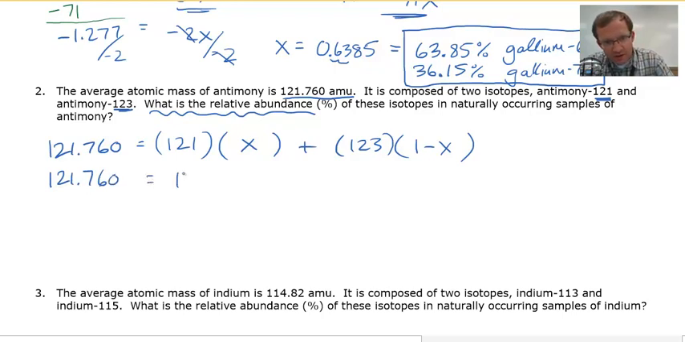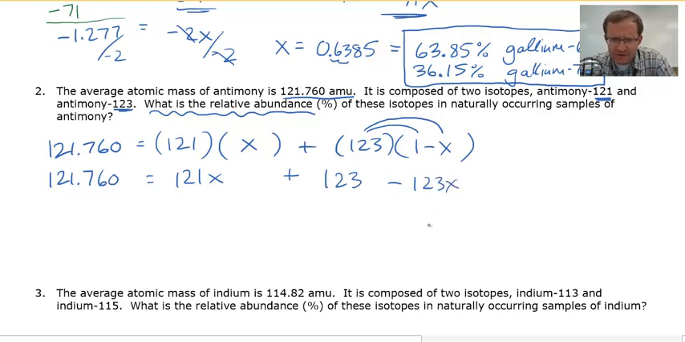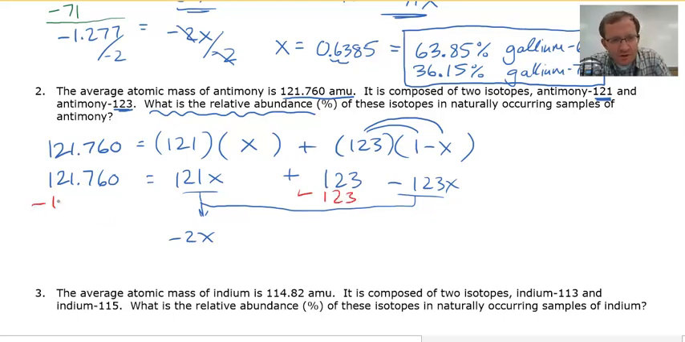121.760 is equal to 121X on the right side, plus, again on the right side, 123 times 1 is a positive 123, and 123 times a negative X, don't miss that negative, is negative 123X. This isn't such hard math, even if you don't think you're a real solid math person. So let's get the X's together. If I put my X's together, combine those together, I'm going to do that right over here. Negative 2X. Okay, and group those together. Now I'm also going to subtract my 123 from both sides, doing that equally on both sides, and then we'll have our next line.